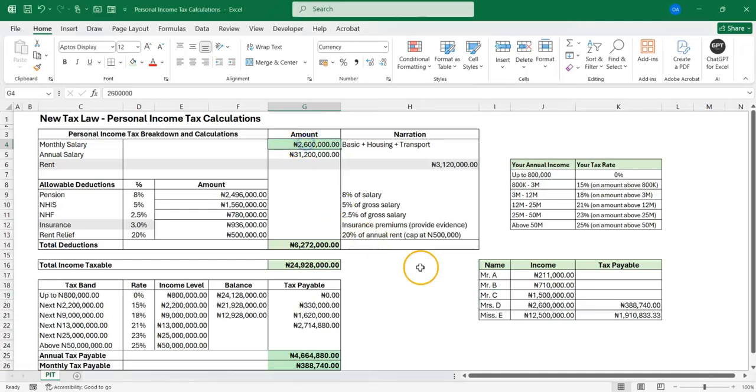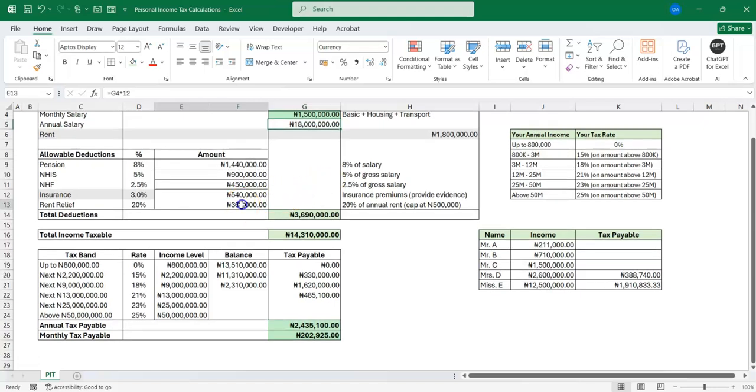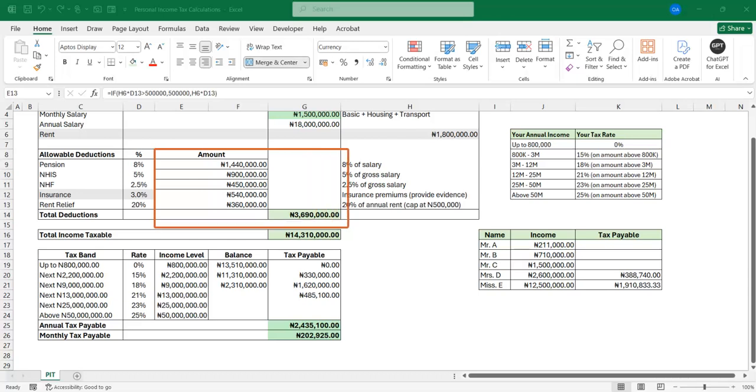So we come here and just put 1.5 million, and then we have it. So every other thing is automatically calculated, and you can see from the formula we put the other time that rent automatically updates. So out of the rent of 1.8 million, Mr. C can only claim 360,000 as rent relief. So the total relief is this amount, 3.6 million naira, and then this is the taxable income.